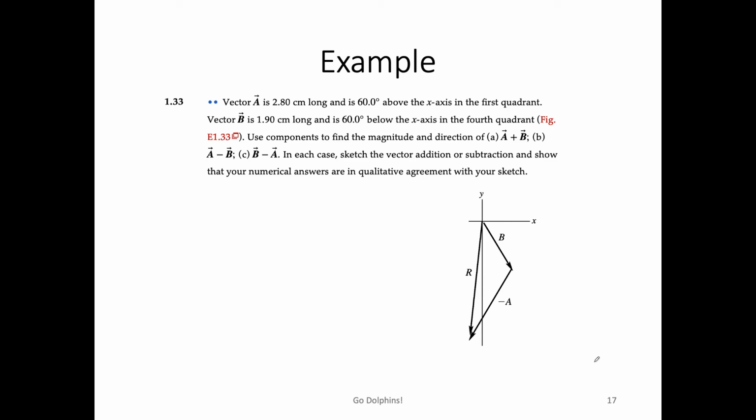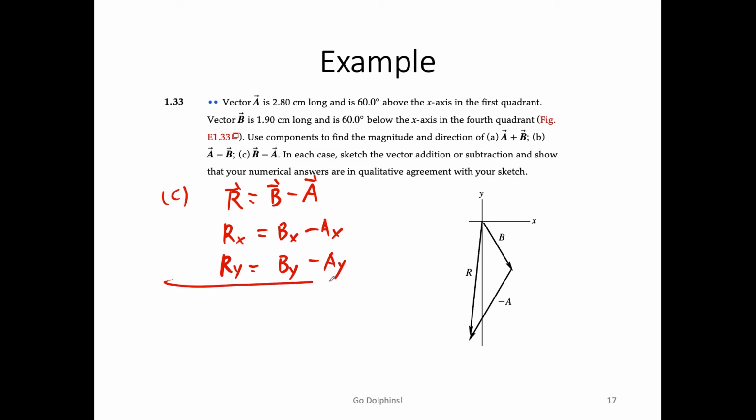If you do B subtract A, you can call R equals B subtract A. So Rx is Bx subtract Ax, Ry is By subtract Ay, being other numbers. I leave this to you, okay? You plug in all the numbers, find Ry, find what is R for B subtract A.